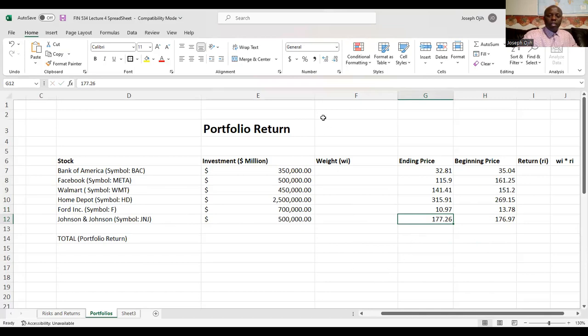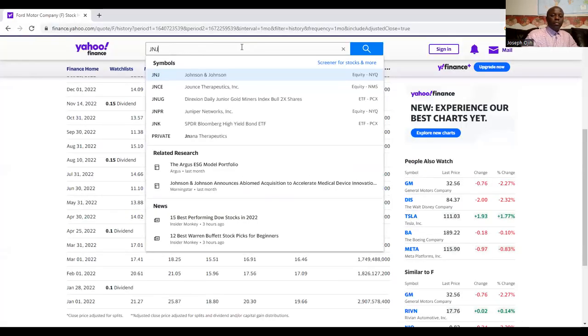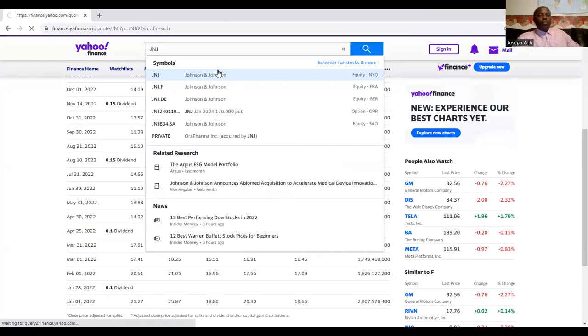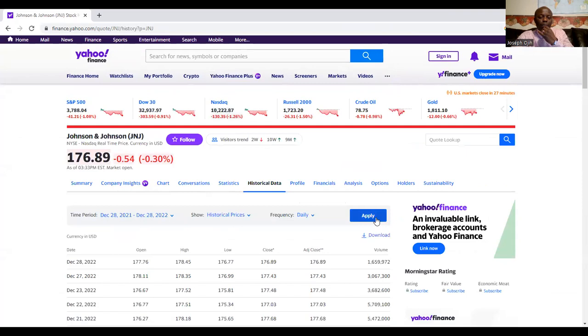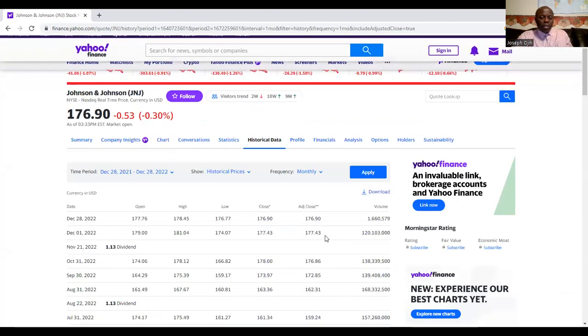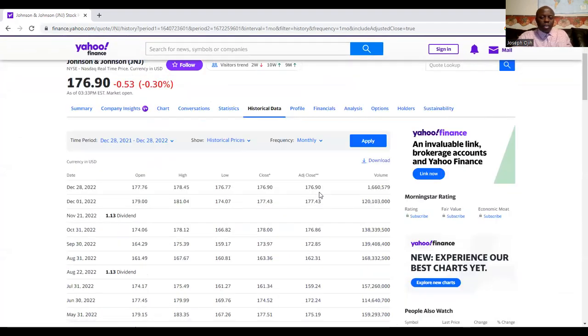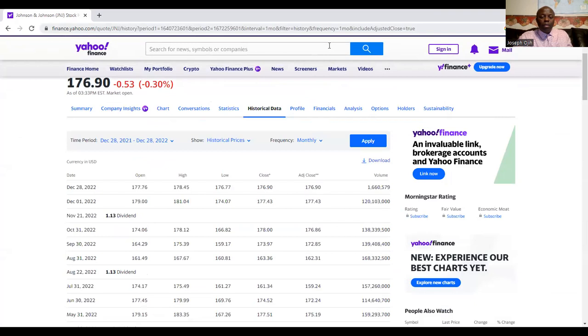JNJ is the trading symbol. Johnson & Johnson is JNJ. Okay. And for historical data, oh, excuse me, I'm going to use monthly. Apply it. $176.90, which is 176.90 for today.